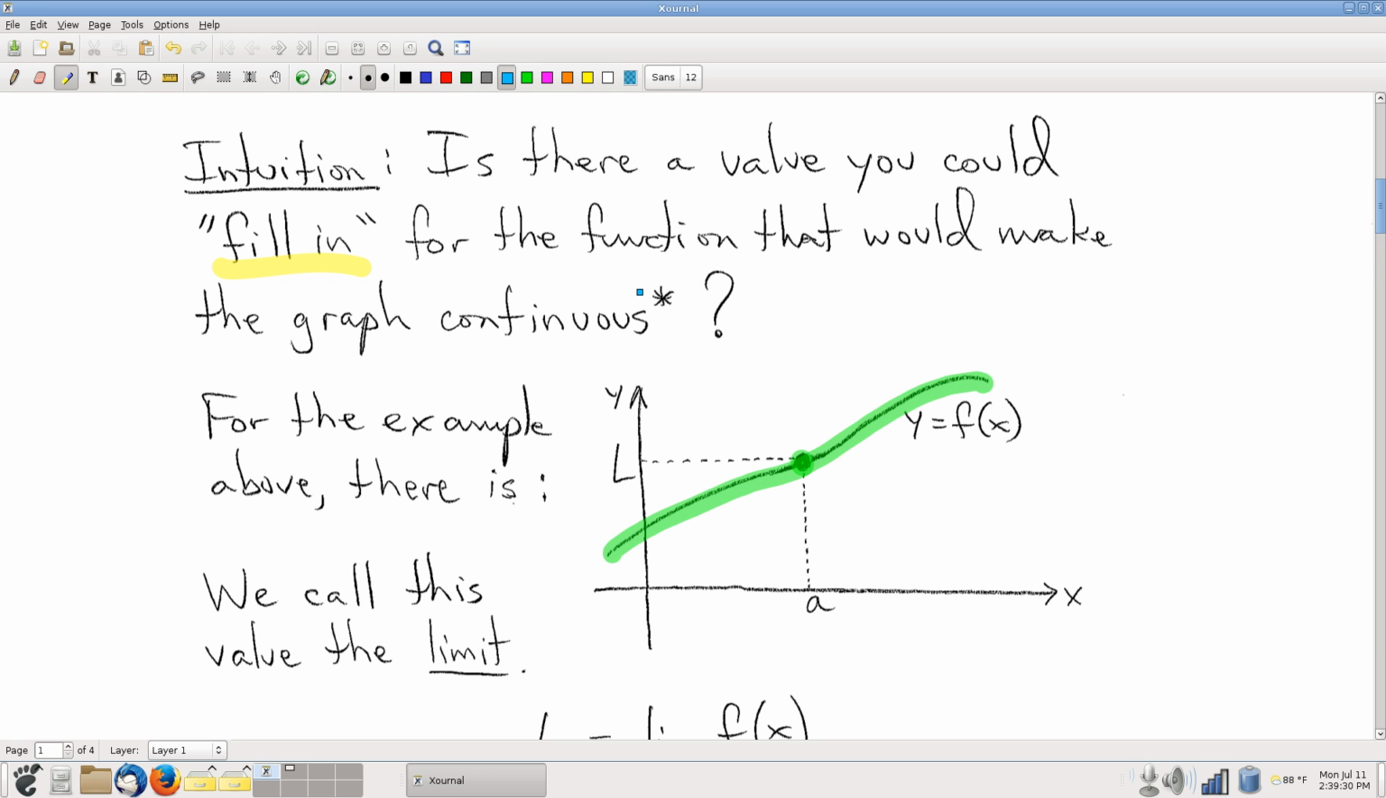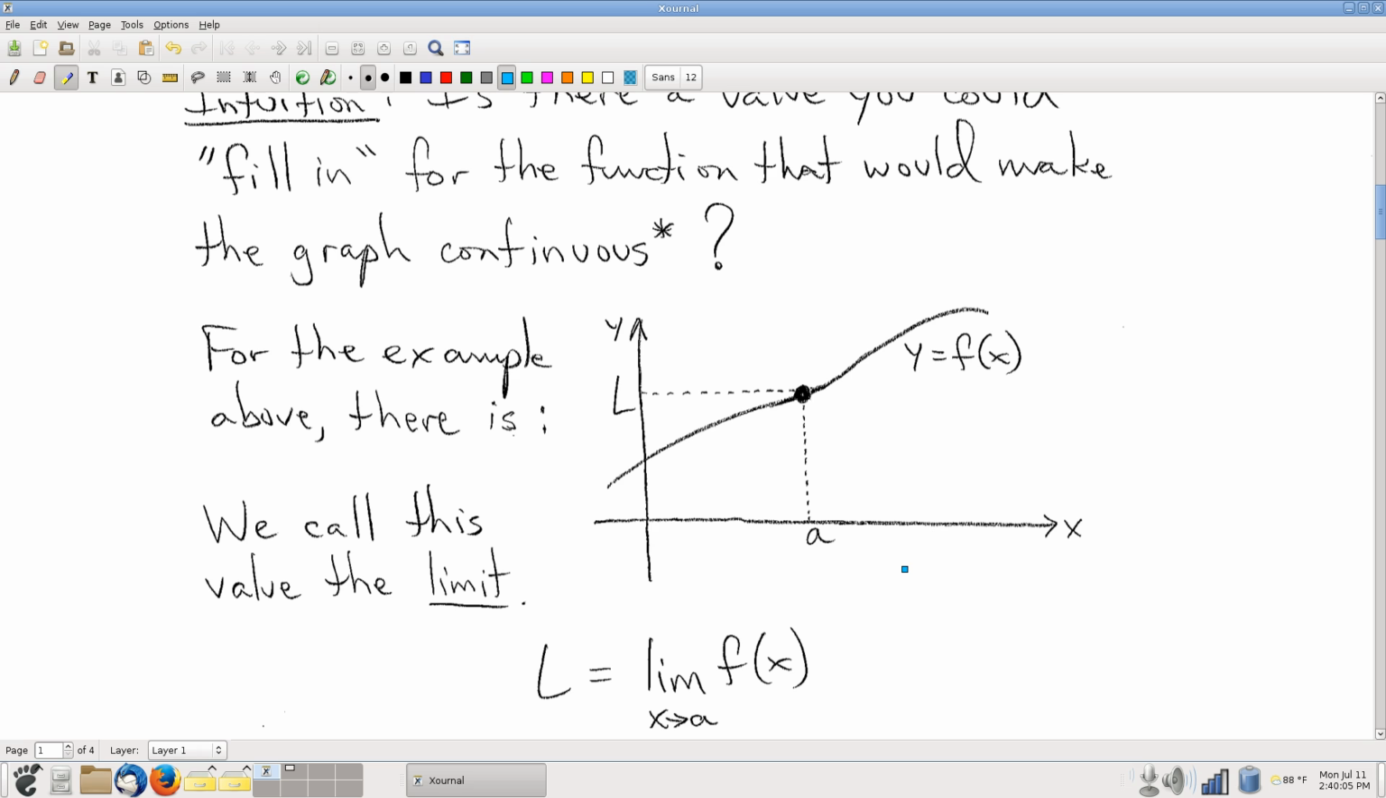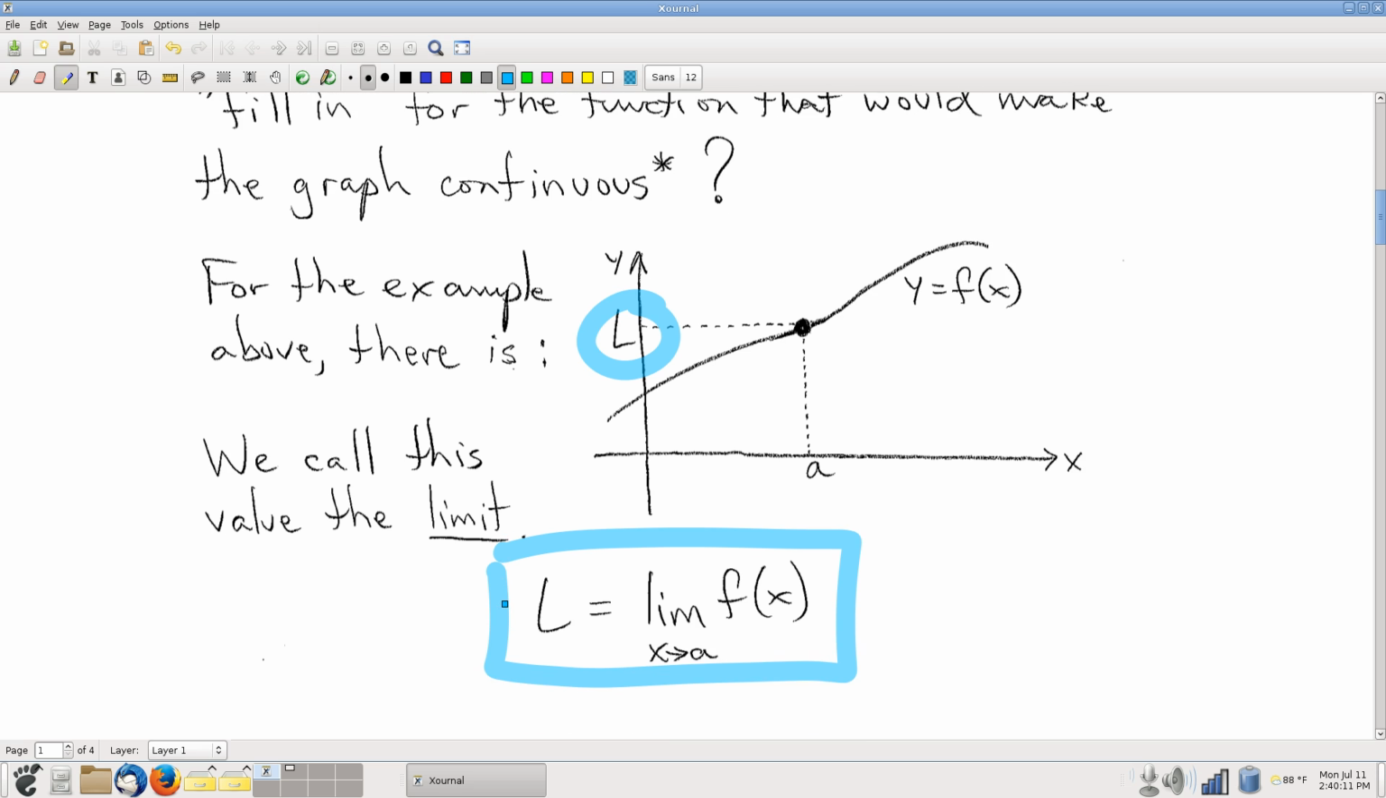Now I have to put an asterisk here. We can't really say continuous, strictly speaking. There are definition issues involving continuity and limits. But for intuition purposes, we have this idea of a continuous curve. And this is a reasonable picture to have in your mind as sort of a starting point of view on continuity. So the limit is the value that you would fill in at the point where the function is not defined to make the resulting curve continuous. Okay, so that value is called the limit, and we use this notation.